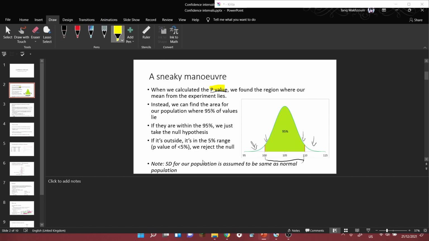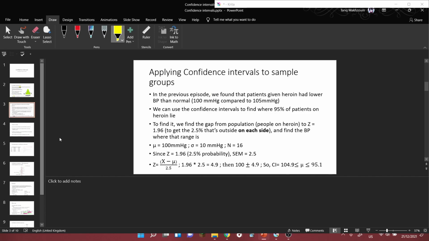Now, one important thing to note is that whenever we're doing something like this, we're assuming that our population, where we're taking our samples from, has the same standard deviation as a normal population.